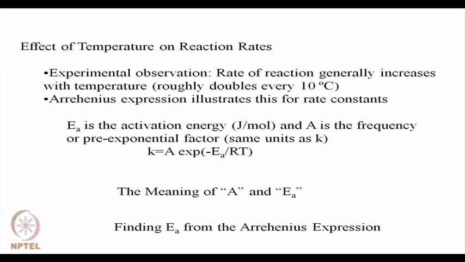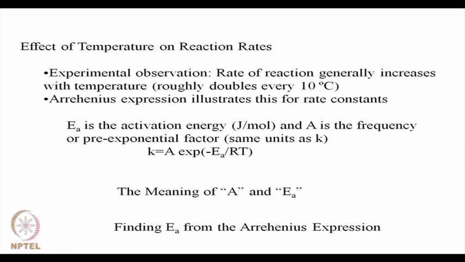Using this expression, we can find out the activation energy by carrying out the experiment at 2 or 3 different temperatures. We find out the rate constant at 2 to 3 different temperatures, and then we plot ln k versus 1 upon temperature. From the slope you can get the activation energy, and from the intercept you will be able to find out the pre-exponential term.